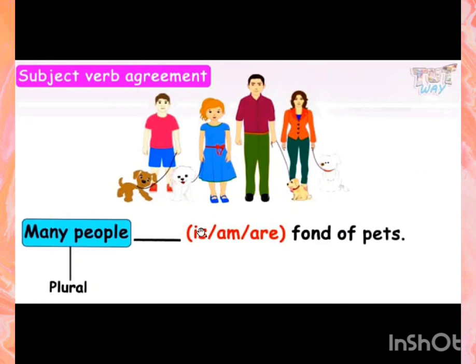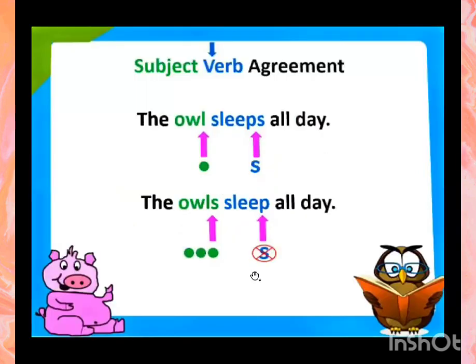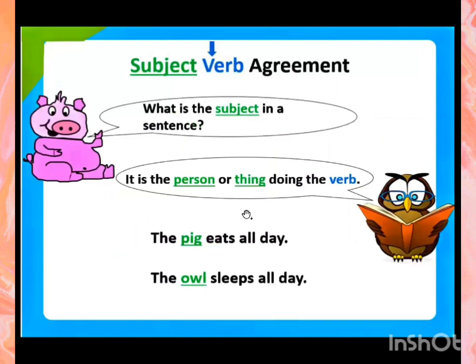Many people are fond of pets. Many people. People itself is a plural word. And here we have to choose any one: is, am, or are. So we'll choose are. Many people are fond of pets. The owl sleeps all day. The owls sleep all day. Very minor differences there, but it makes a big difference. Owl sleeps. Owls sleep. It's vice versa.